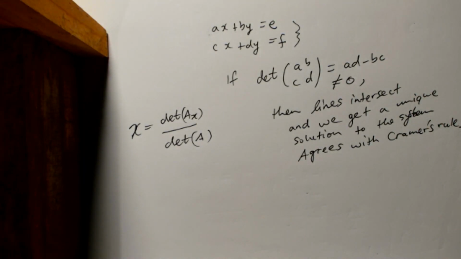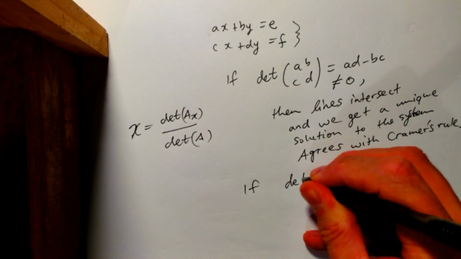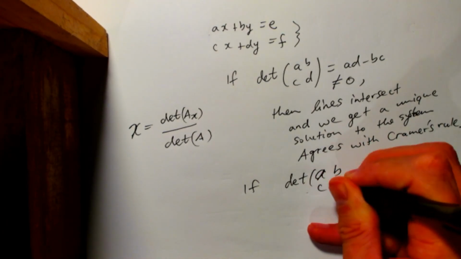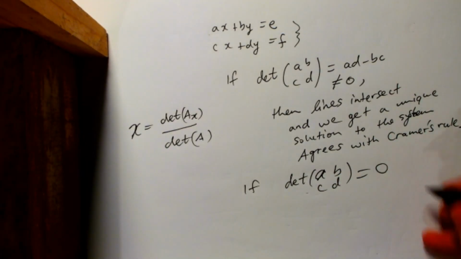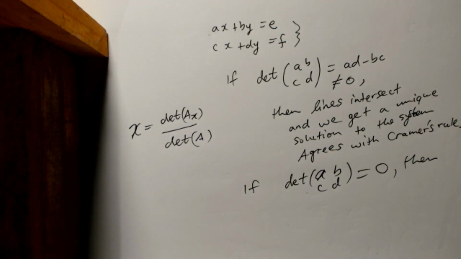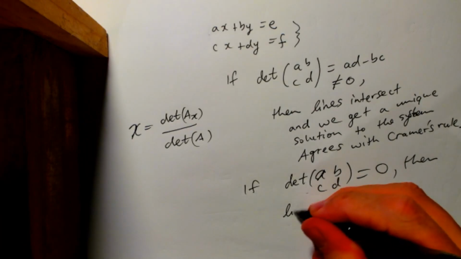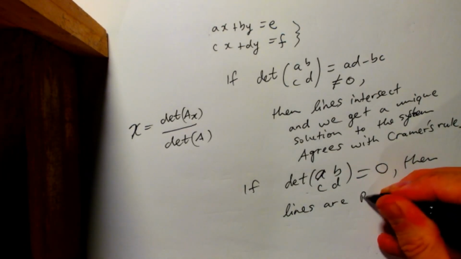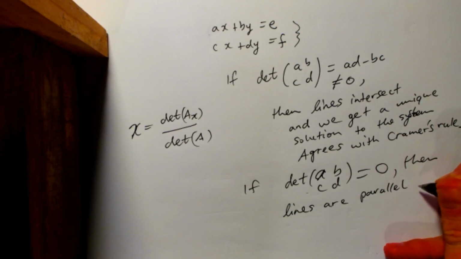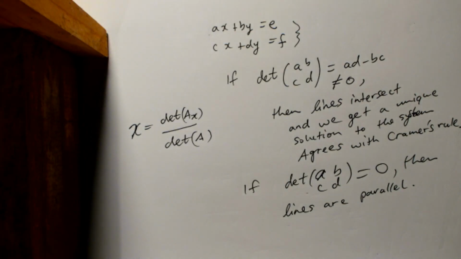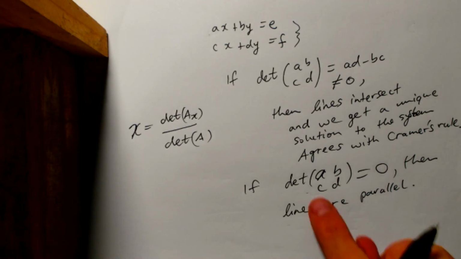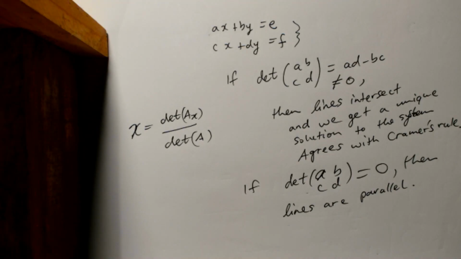Okay, so the next case is we could have parallel lines. So if the determinant of A, B, C, D is equal to 0, then the lines are parallel, and furthermore they could be the same line, right? So if you get a 0 determinant, then you know that your lines are parallel, but the lines being the same is a sub-case of parallel.